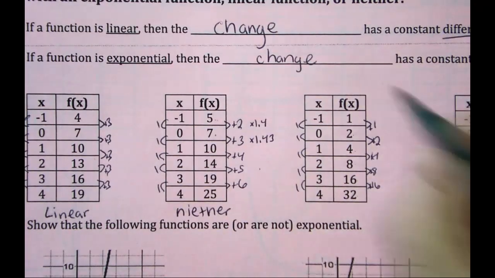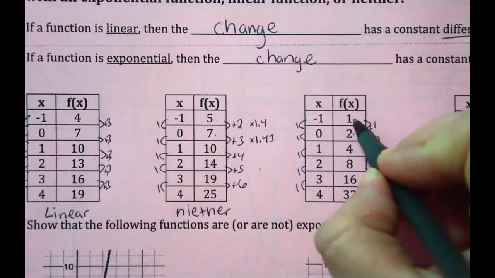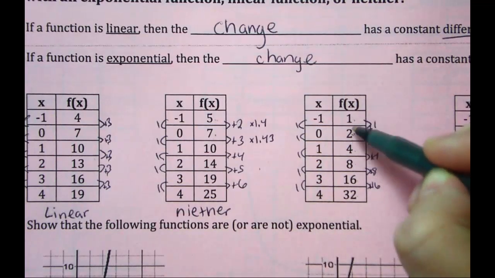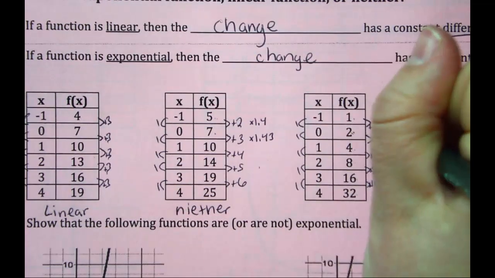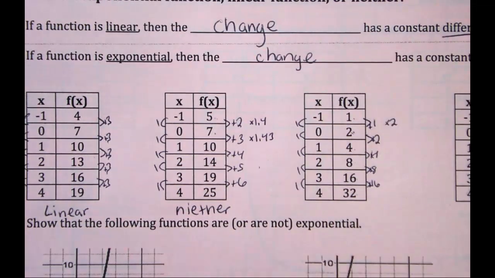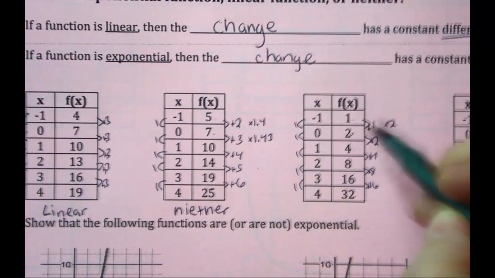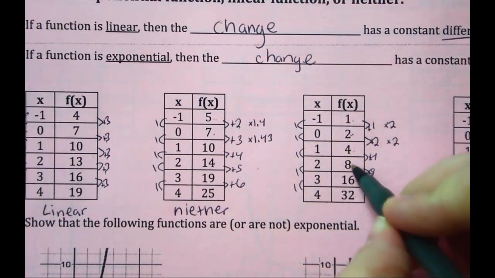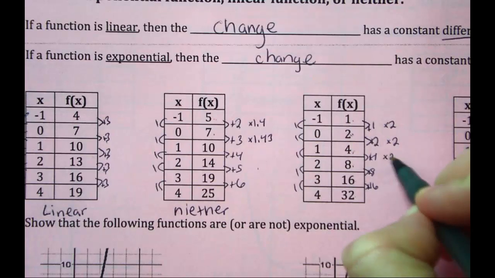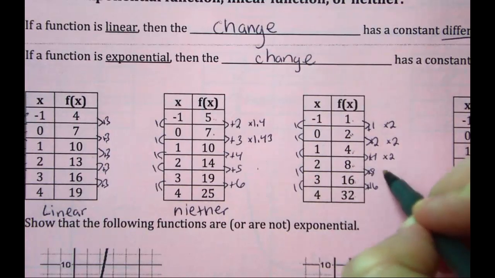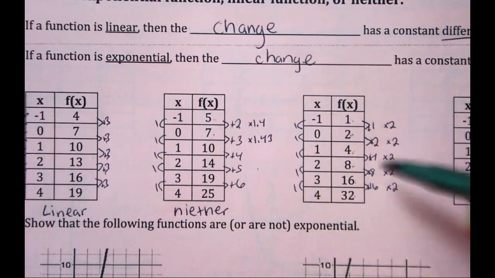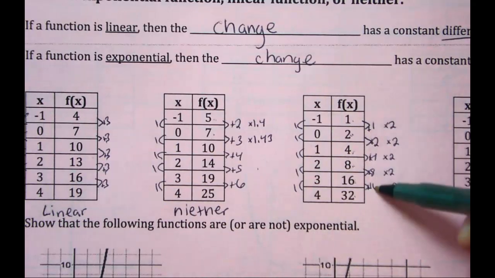Now let's try multiplying. So 2 divided by 1, to find the multiplier, you take the one below and you divide by the one above. So 2 divided by 1 is 2. So that has a multiplier of 2. 4 divided by 2 is 2. So that also has a multiplier of 2. 8 divided by 4 is 2. 16 divided by 8 is 2. And 32 divided by 16 is 2. So it's not linear because it doesn't have a constant adding and subtracting number.